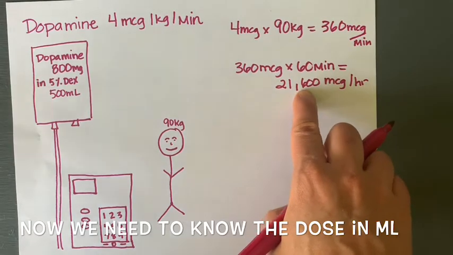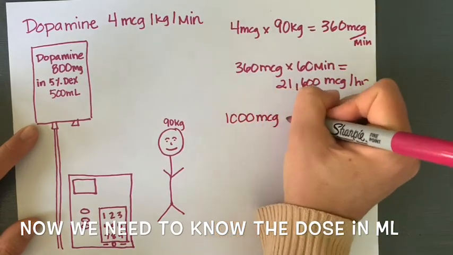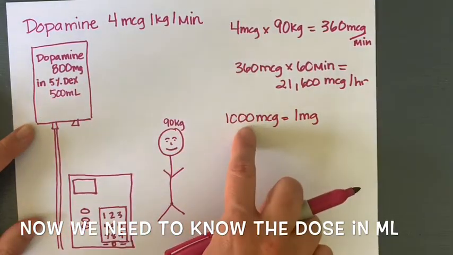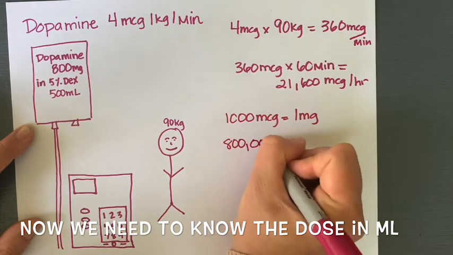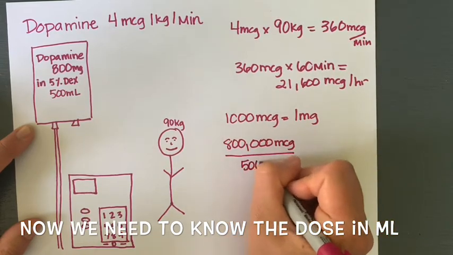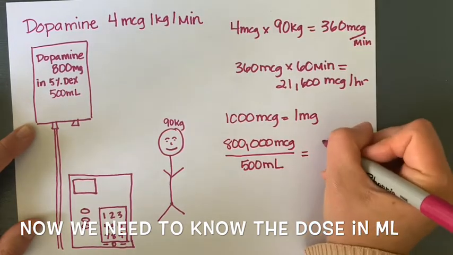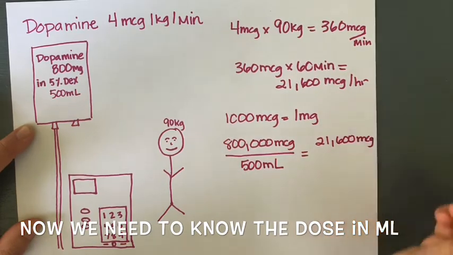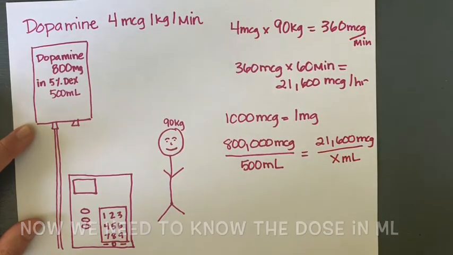Now, we know that there are 1,000 micrograms in 1 milligram. So we will take 800 times 1,000, and that will give us 800,000 micrograms available in 500 milliliters. And we know that we need 21,600 micrograms to go over 1 hour, but we're really wondering how many milliliters that is.